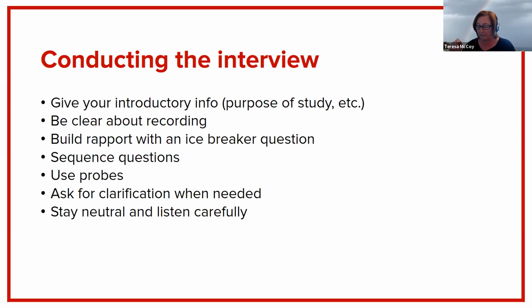And when I've conducted interviews, if I don't understand something that someone is trying to get across to me, I will ask for clarification and say, well, help me understand, or tell me more about that, so that I'm understanding what the person's trying to tell me. And then as with the focus group, staying neutral and listening carefully. It is an interview, and my job is to let that person do the talking and only talk when I need to ask the question or provide further clarification.